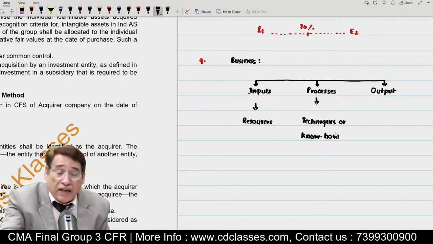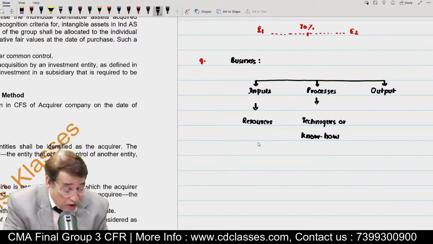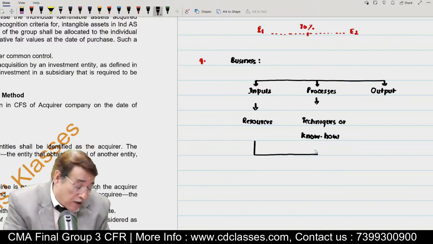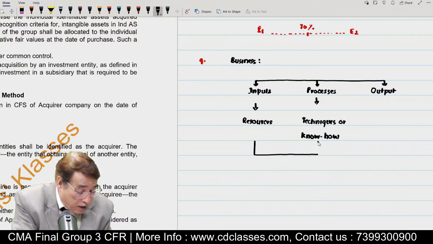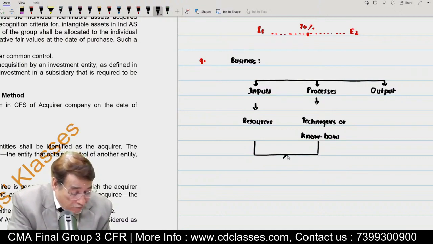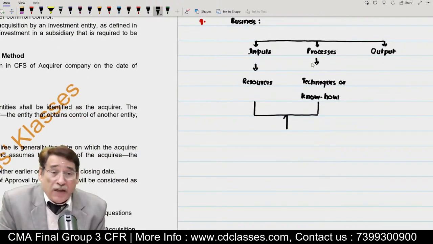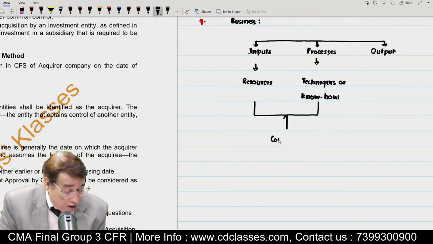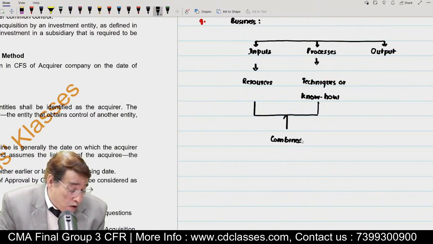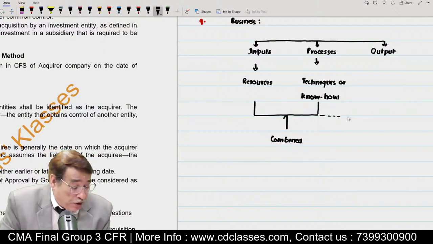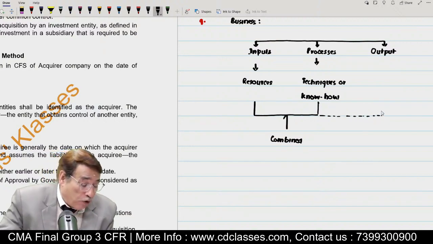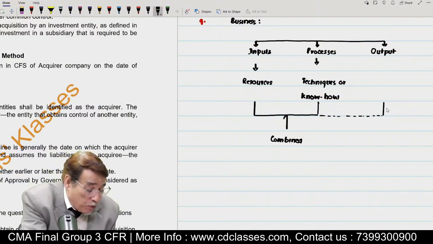And these two things, inputs and process, can be combined and integrated. We should be in a position to combine them and integrate them. So inputs and process should be or could be integrated or combined. And by combining or integrating them, we should be in a position to generate some output. Output stands for revenue.